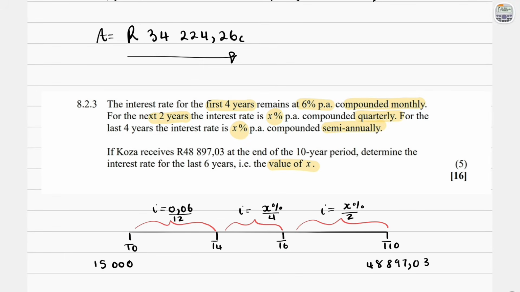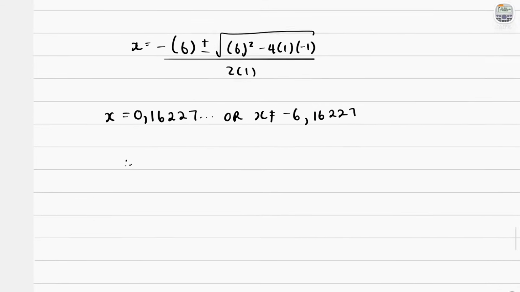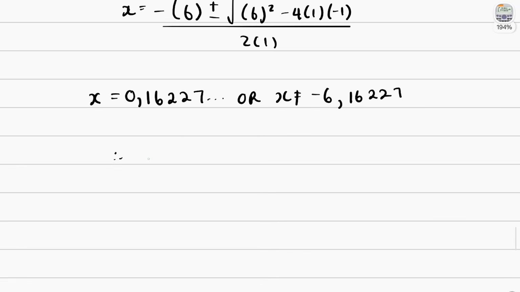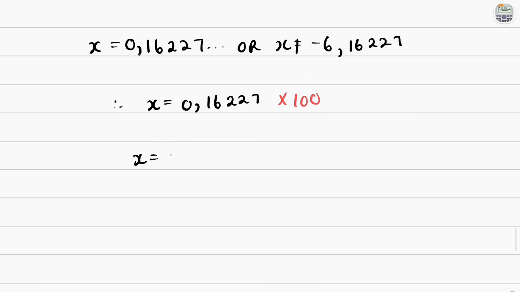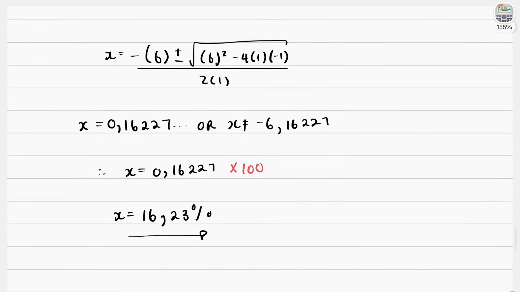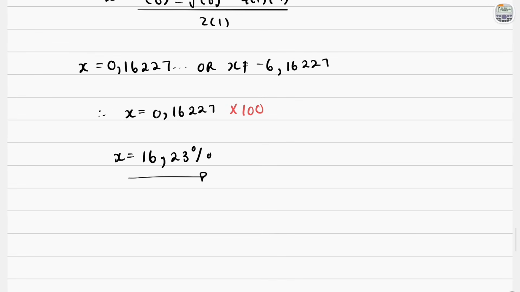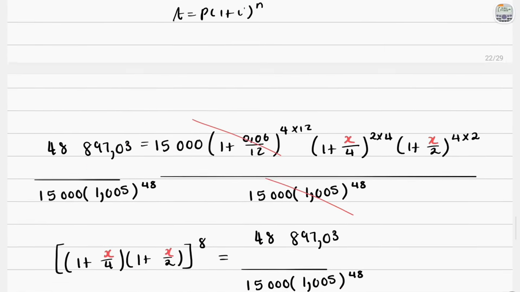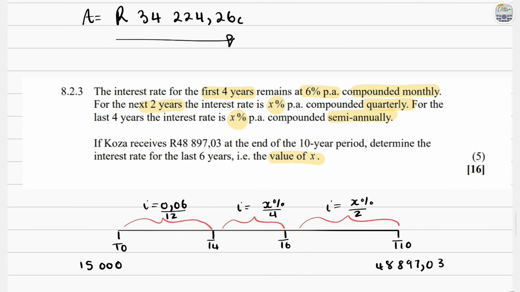And the question specifically was, what is the value of x? But we know that this is a rate. So we're going to put it as a rate by multiplying it by 100. And so therefore, x is equal to 16.23%. Okay, so that is our answer. That rate is 16.23%. And that is it for question 8.